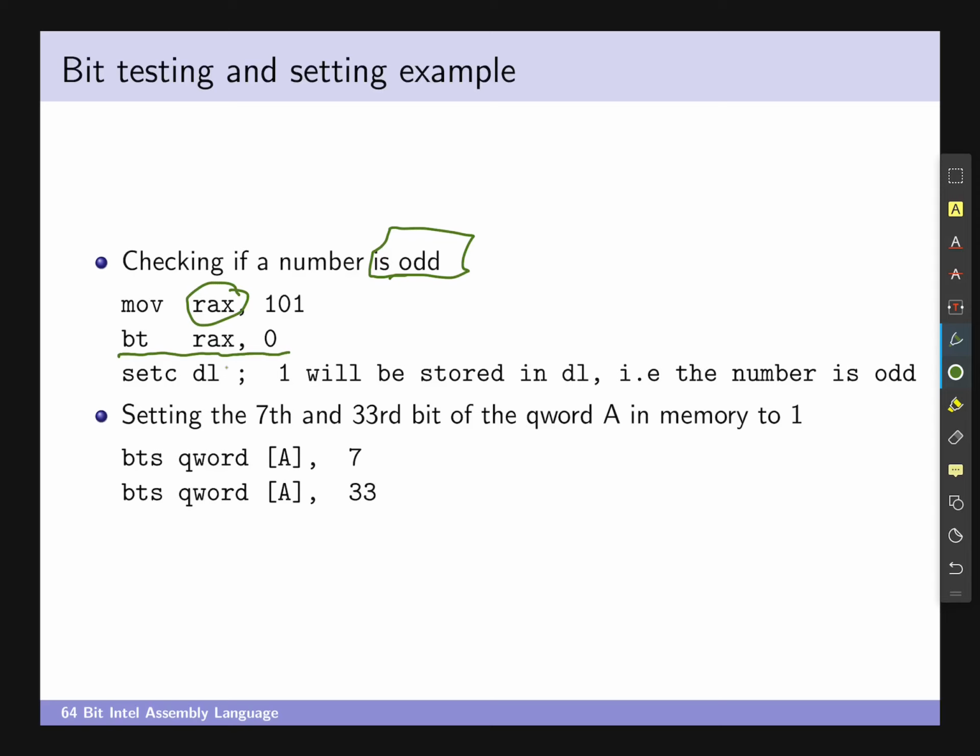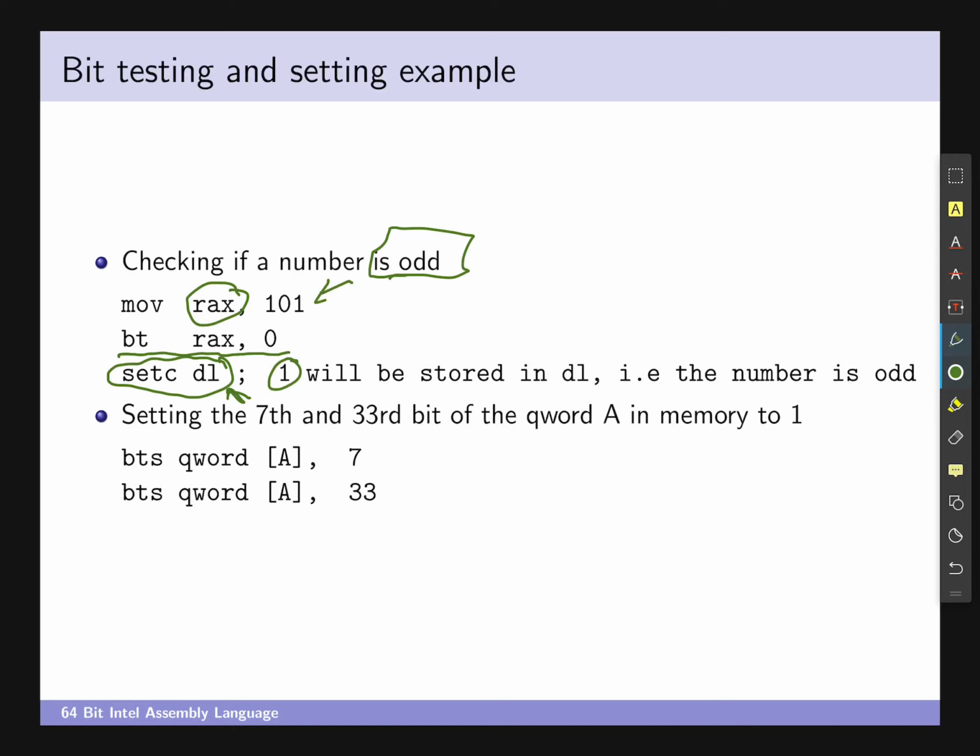Now I want to extract what was stored in the carry flag, so I simply use setC followed by an 8-bit register. I'm just using DL for this example. And just as a note, it has to be an 8-bit register. You can't go setC and then use a 32-bit register. The assembler will not allow you to do it. So I use setC DL, and then whatever the lower order bit was will be stored in DL. In this situation it will be a 1 because obviously this was an odd number.